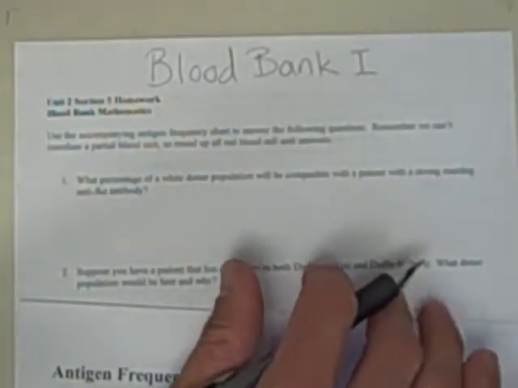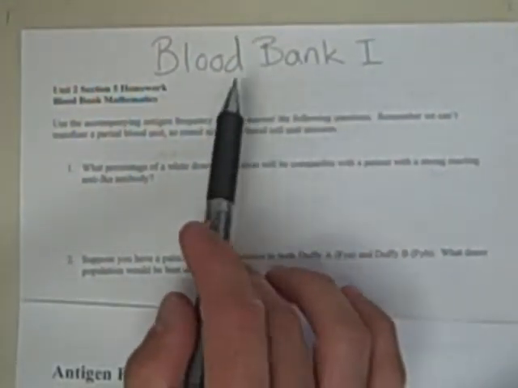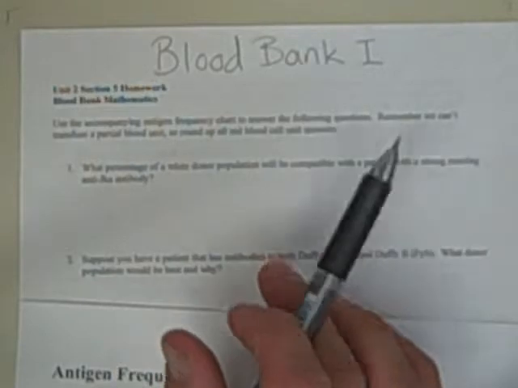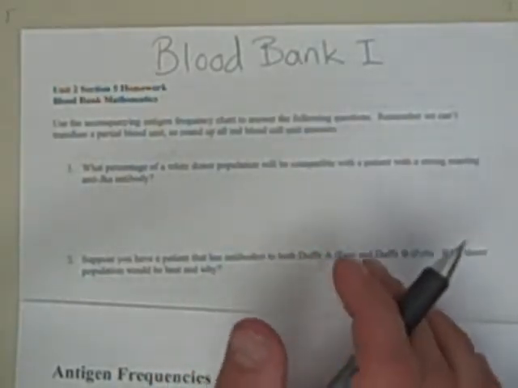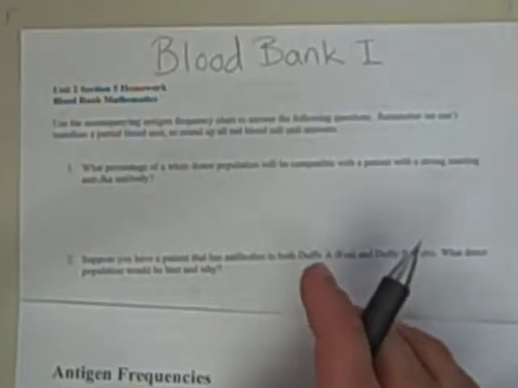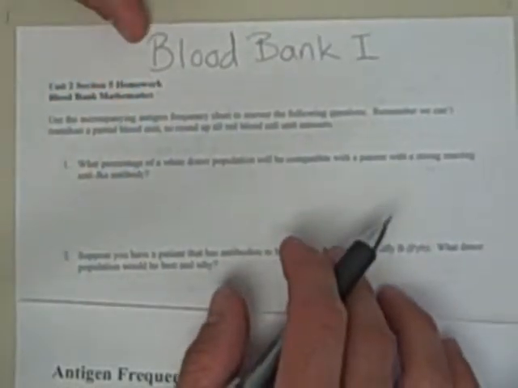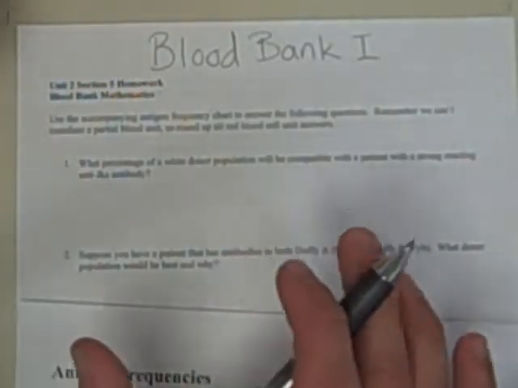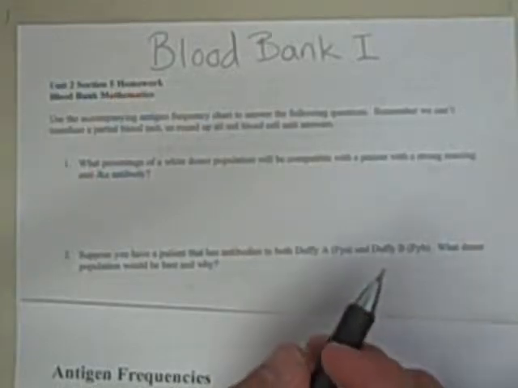Okay, I'm going to attempt to explain some of the basics of blood bank mathematics. This is coming off Unit 2, Section 5, and deals a lot with the math involved in determining percent compatibility and also in figuring out how many units we would need to screen in order to find a certain number that are compatible.